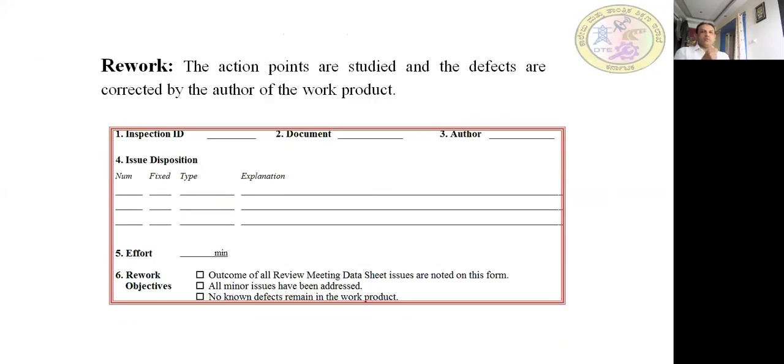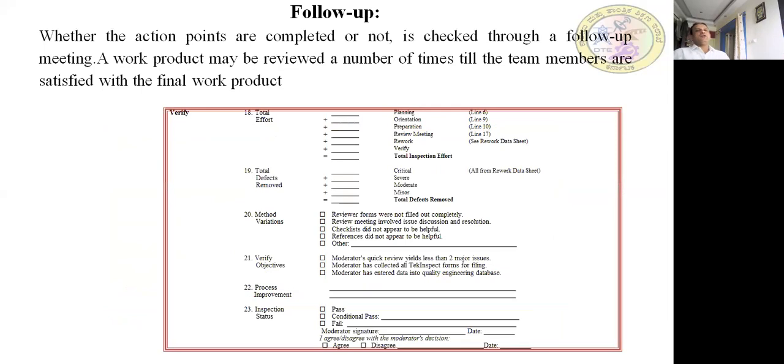Then after the actual review meeting, they might identify defects, which are sent to the developer, and whether the developer has rectified those defects or not, that is what we call rework. So we need to check whether it has been corrected or not. After rework, another review meeting is formed to check whether the actions and decisions they have taken have been implemented or not. That is what we call follow-up. So these are the things we have discussed in today's class.